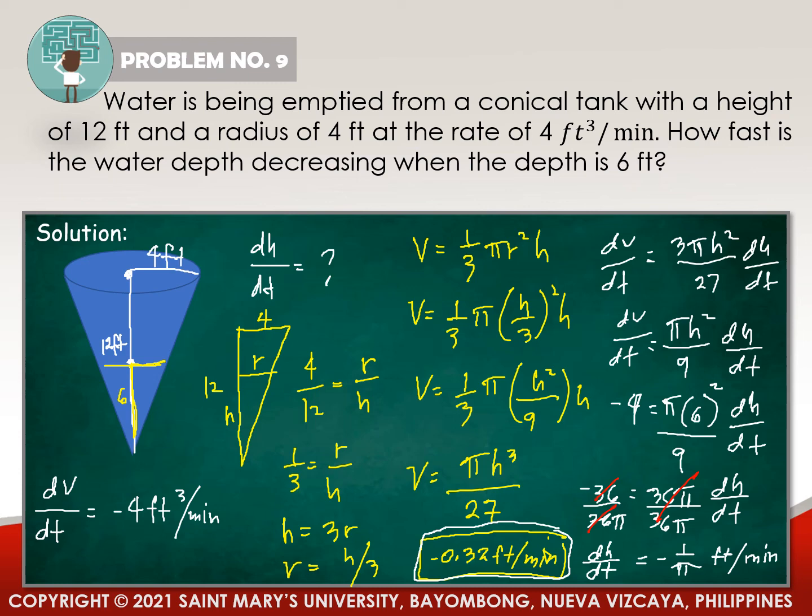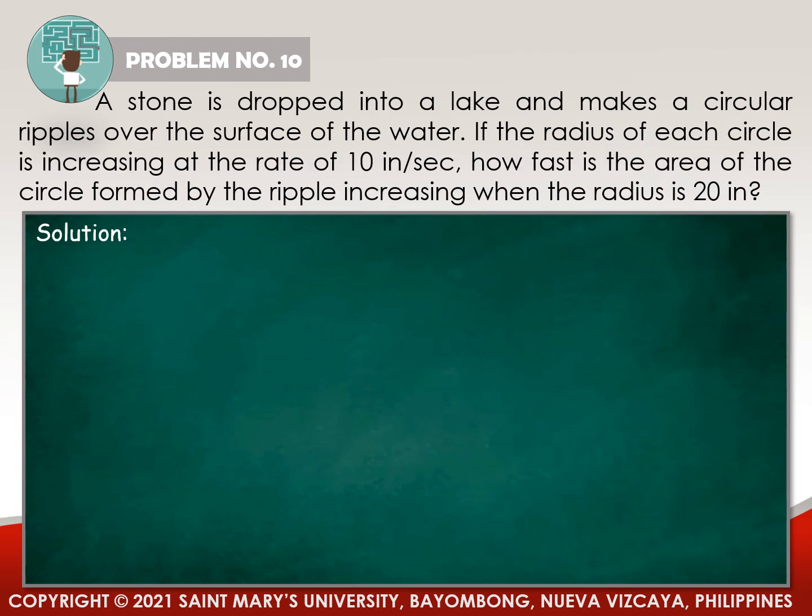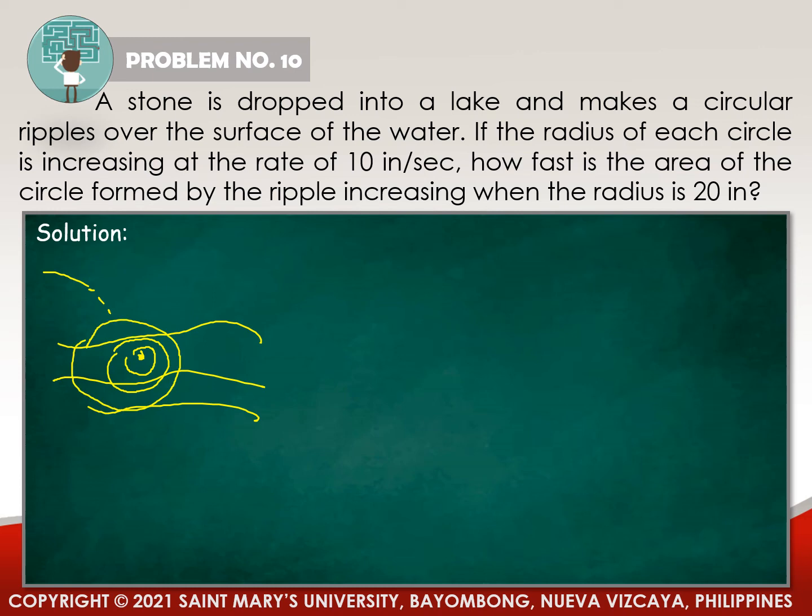Okay? Okay, we have the last problem. A stone is dropped into a lake and makes a circular ripples over the surface of the water. If the radius of each circle is increasing at the rate of 10 inches per second, how fast is the area of the circle formed by the ripple increasing when the radius is 20 inches? So, alam naman natin ang ripple, di ba? If this is the lake, kapag nag-throw tayo ng stone dyan, yan, so it will form circles, pattern of circles na ganyan, and that is called the ripples.